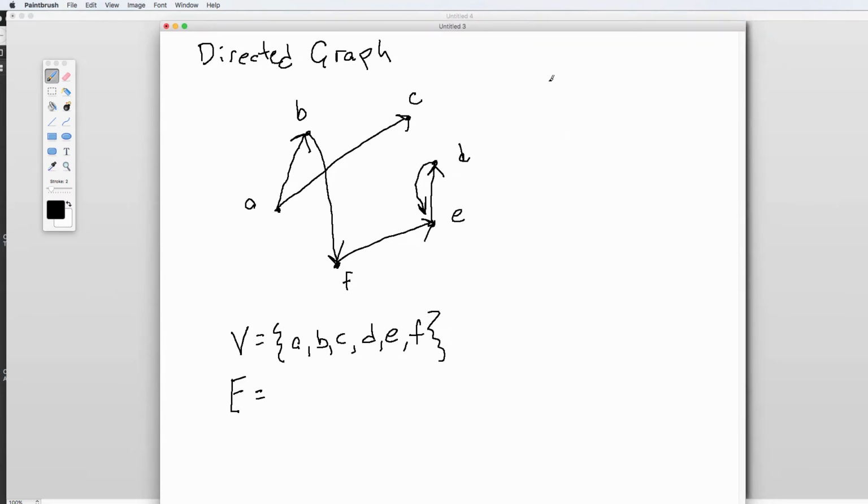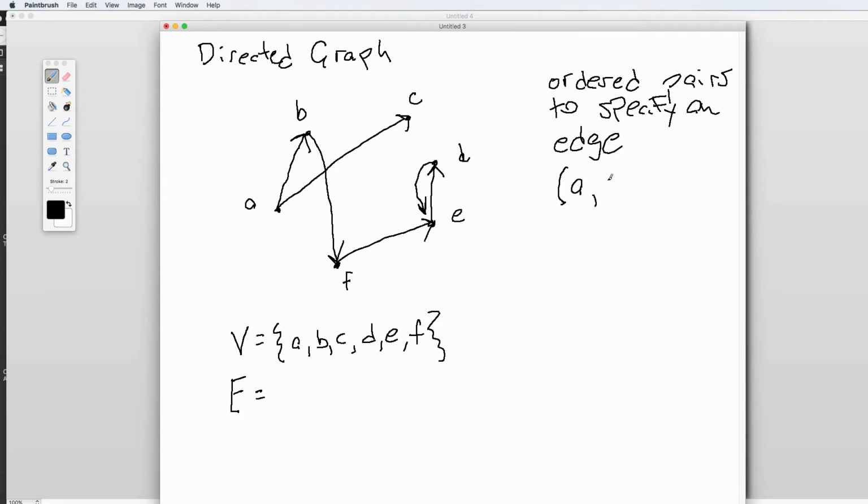So what we're going to do here is we're going to use ordered pairs to specify an edge. So for example, if I want to talk about this edge from A to C, instead of using the set bracket, I'm going to use the ordered pair bracket, A, C. And notice that AC is not the same thing as CA. Okay, this is an ordered pair. So the order of these things is very important.